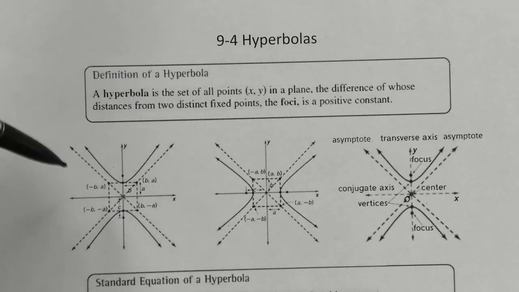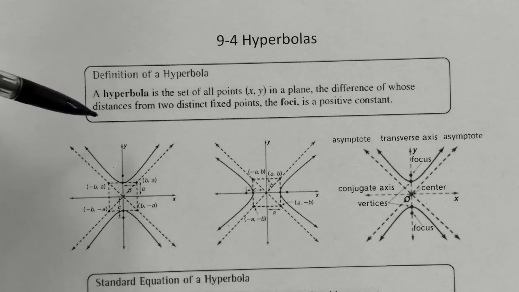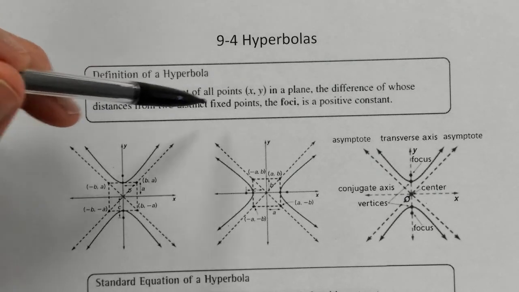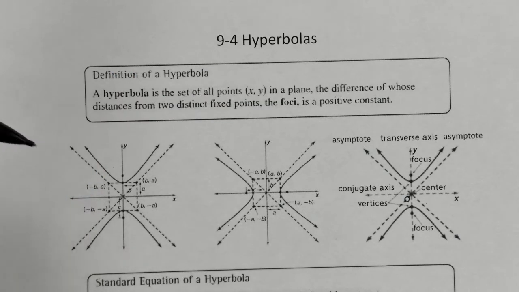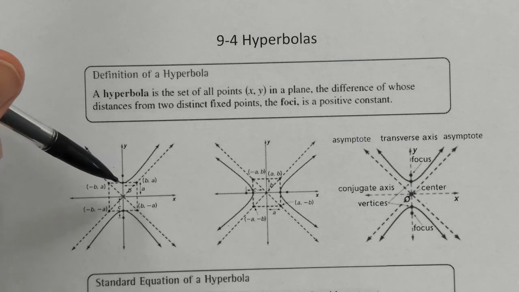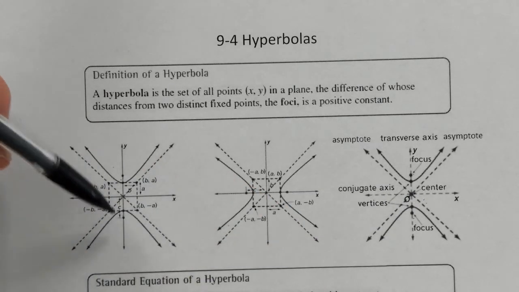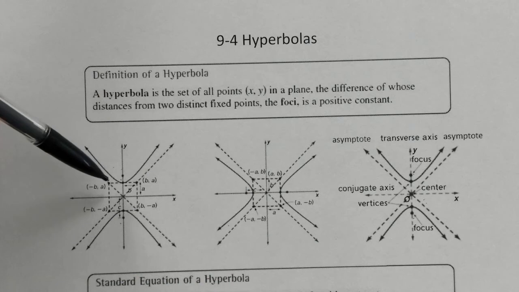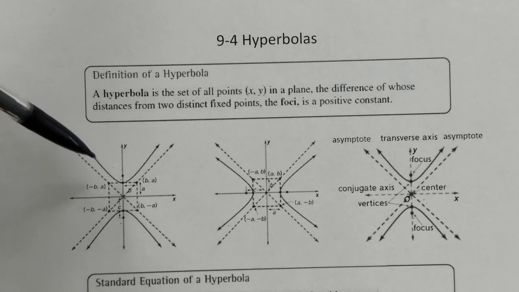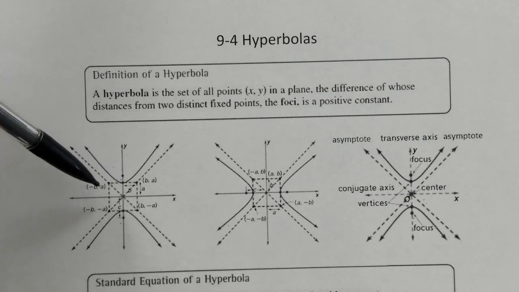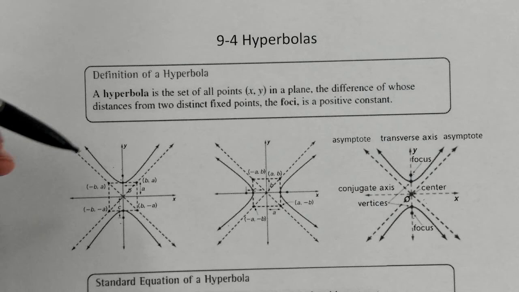Okay, but in order to get the points, the differences of whose distances from these distinct points is a positive constant, you've got two points, your foci. So these are my two foci. Then to get those points, the difference of the distances from those has to be the same value.